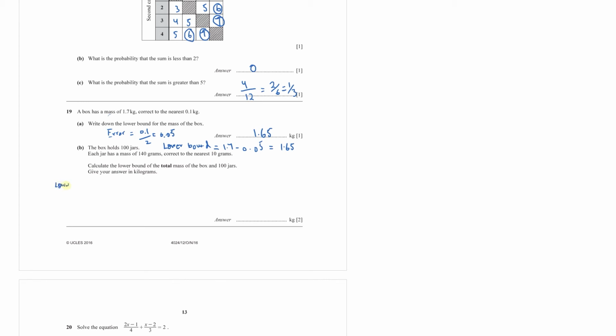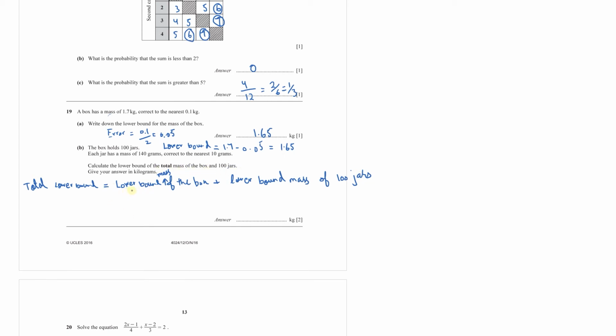So let's call it total lower bound. It is equal to the total overall lower bound of the mass of box and 100 jars, which means I have to add the lower bound mass of the box plus the lower bound mass of 100 jars, right? That will give me the total lower bound of the total mass of the box and 100 jars.